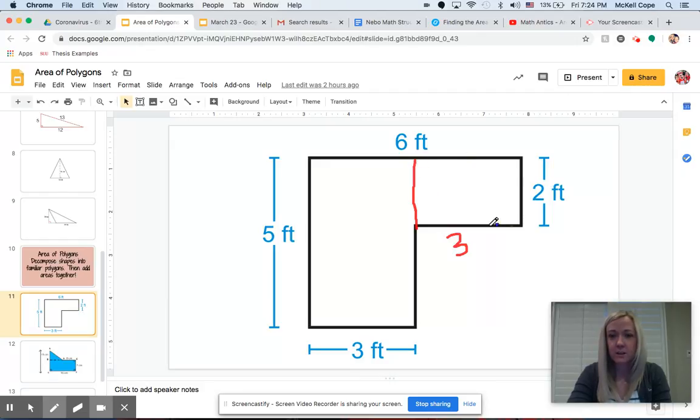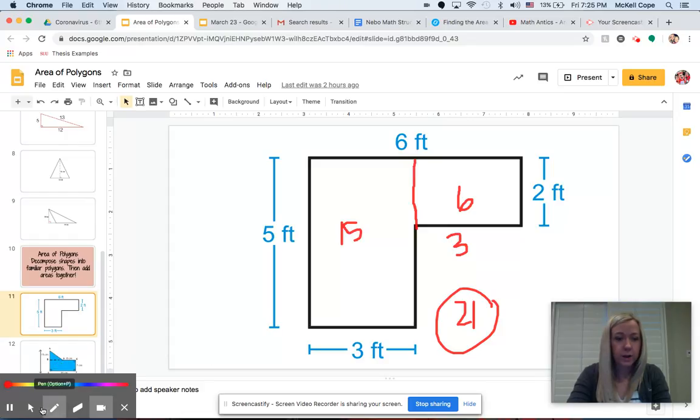So I'm going to start with this little guy right here. And I'm going to use the same formula that we used before for rectangles. Base times height, 3 times 2 is 6. Now I'm going to look at this rectangle right here. So I have a base of 3, a height of 5, and that's going to give me a grand total of 15. So then I take my 15, I add it with my 6, and I look at the grand total of area that I need to find, and that is going to be 21 square units, or square feet in this case. Okay, so that's going to be your grand total.